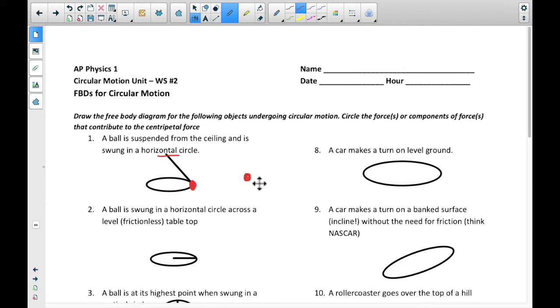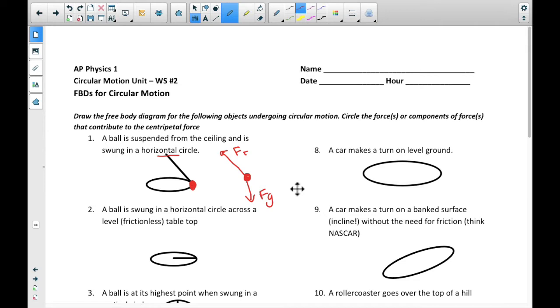My free body diagram is just the ball itself, and what does it have going on? Well, it has the force of gravity, which is supposed to go straight down. My line was a little crooked. And it also has this force, which is the force of tension.